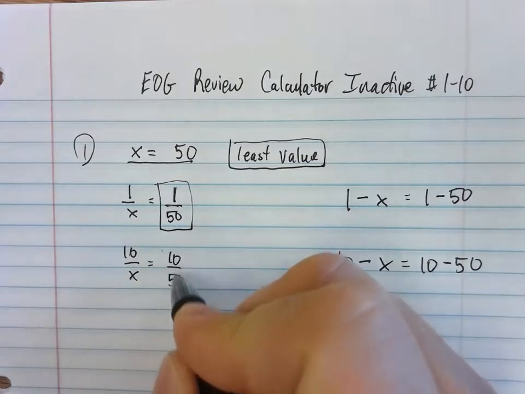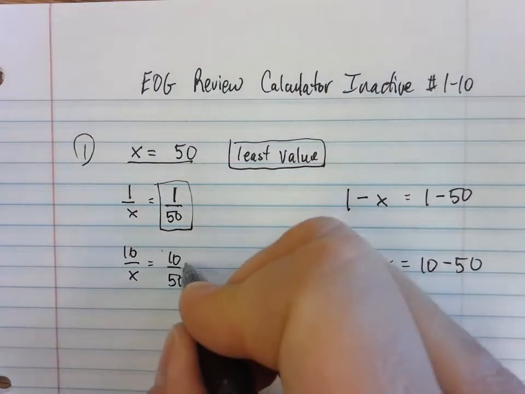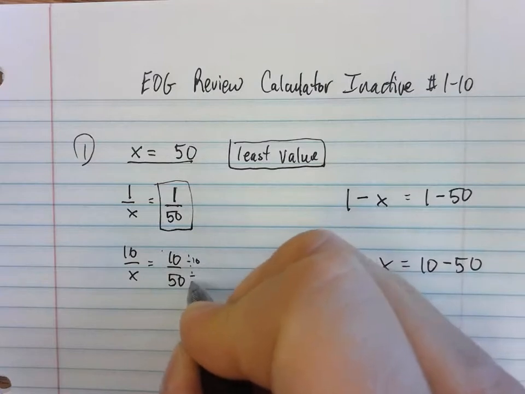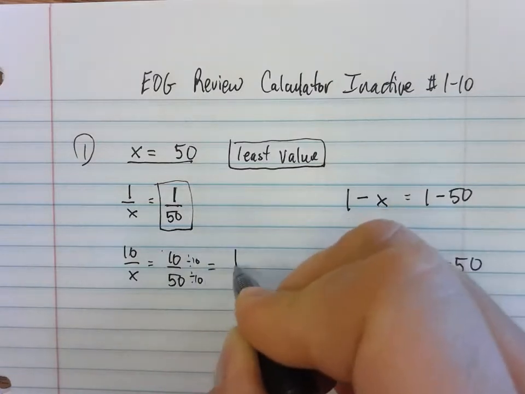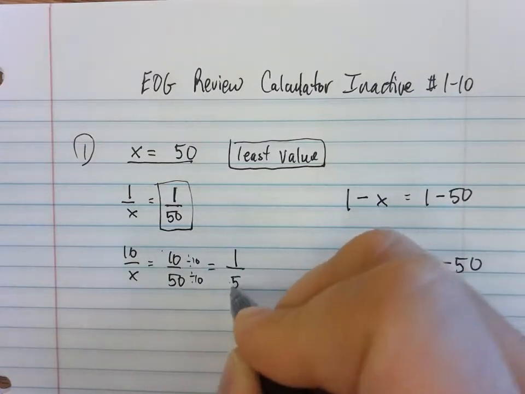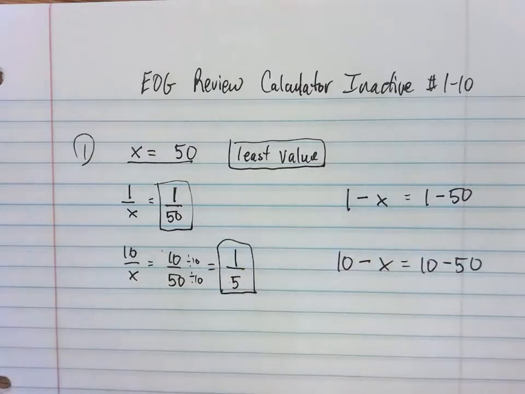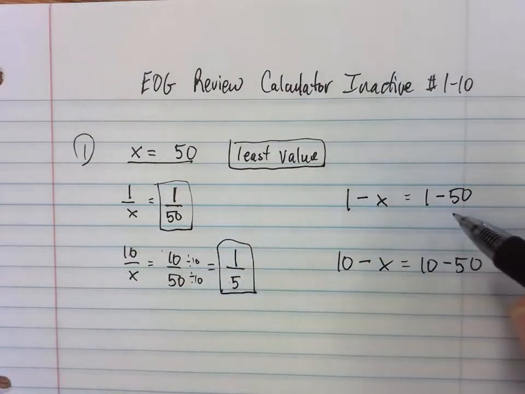Now here, 10/50ths, we can simplify that a little bit if we divide both of those by 10. That's their common factor. Of course, 10 divided by 10 is 1, and 50 divided by 10 is 5. So that one, of course, would reduce to 1/5. Now over here is where I want to talk.